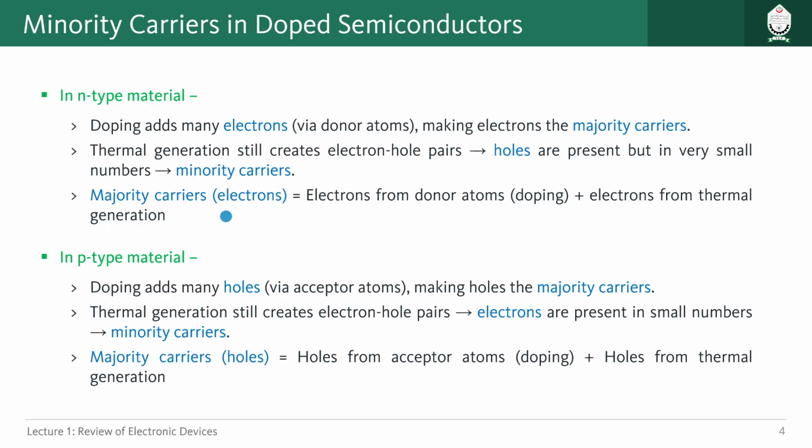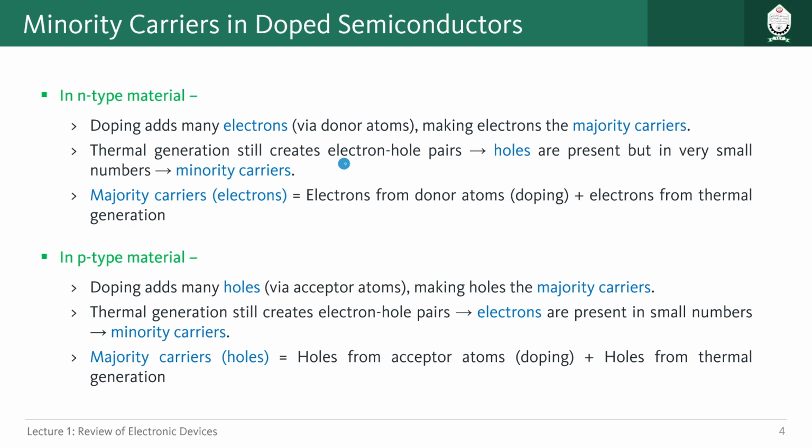So now this portion is important. Here we will understand the difference between majority carriers and minority carriers. Doping adds many electrons. For n-type material, doping will add many electrons, making the electrons the majority carriers. Here we have to understand, by doping the pure semiconductor we increase the number of carriers, for n-type material, that is electrons. This number of electrons is quite high compared to the intrinsic carriers we have inside our semiconductor. So you have to understand that.